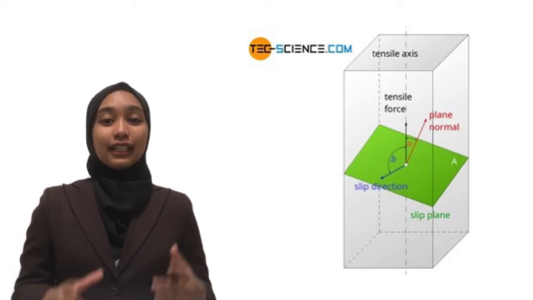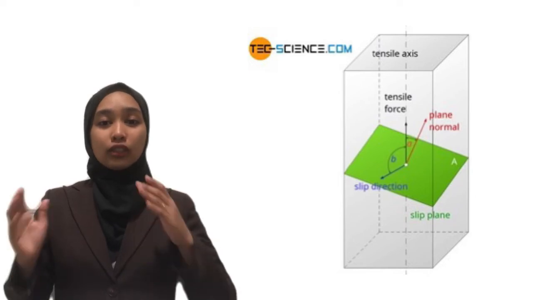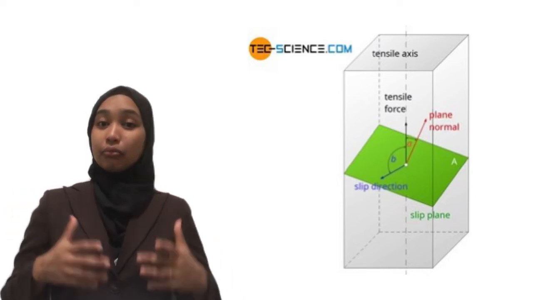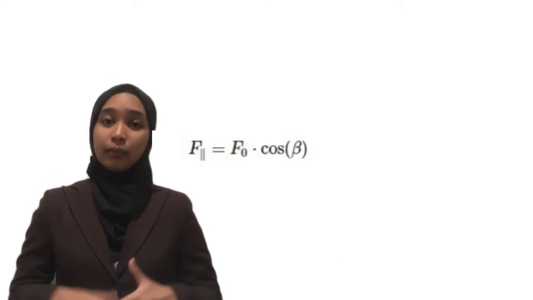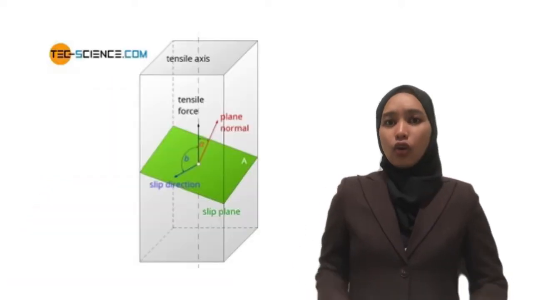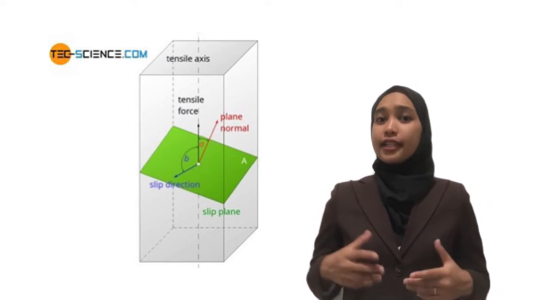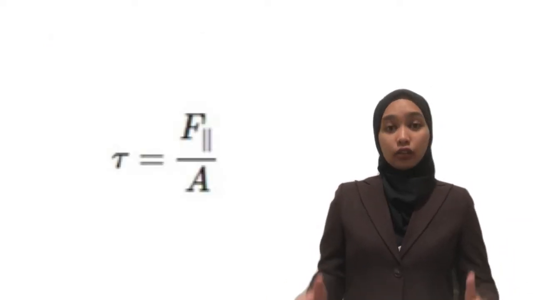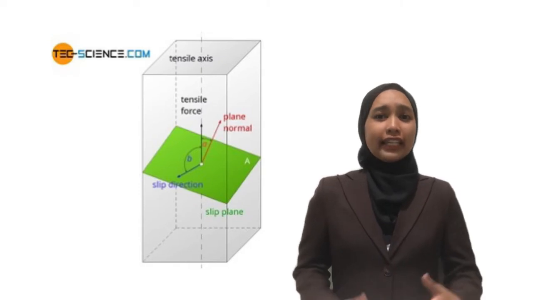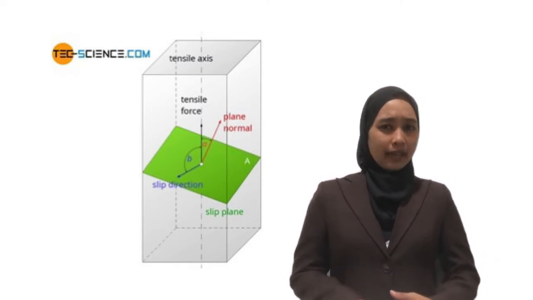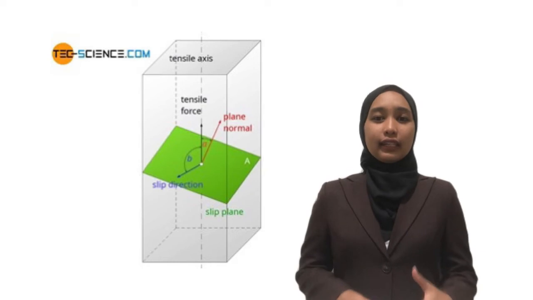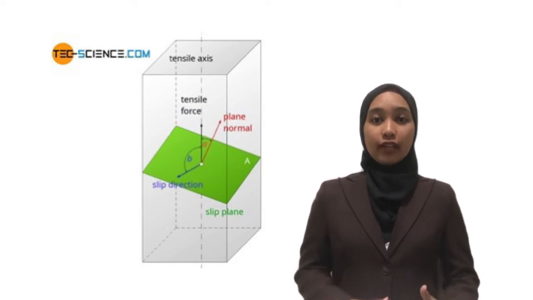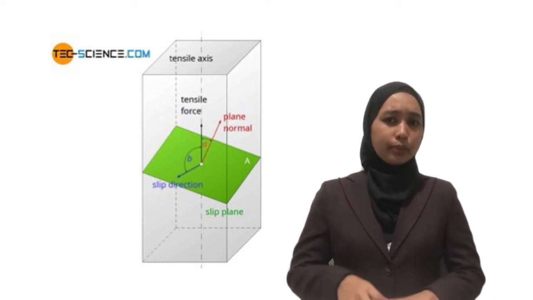First, the external force is broken into a component acting in the slip direction. This is done via the cosine of the angle beta. The quotient of shear force and slip plane surface yields the shear stress relevant for the sliding process. Thus, in addition to the force dependent on the angle beta, the dependence of the slip plane surface on the angle alpha must be known.